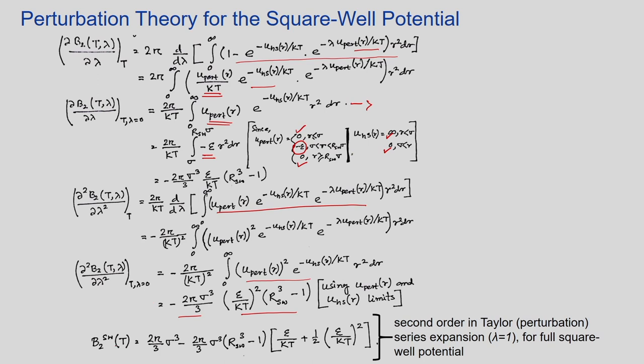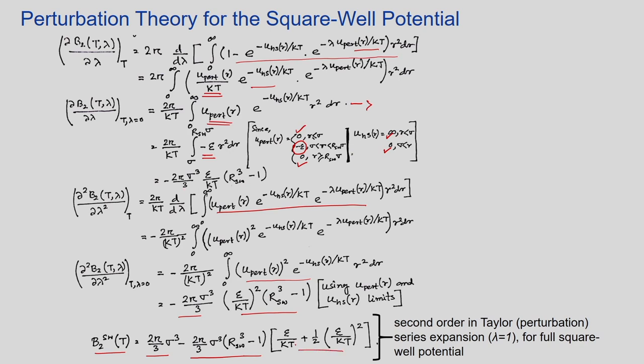Now you substitute all the terms. So, this is the potential equal to the reference potential plus the interaction potential contribution. I have taken 2 pi by 3 sigma cube, r cube minus 1, as common. Here also we have 2 pi sigma cube by 3, r cube minus 1, as common.